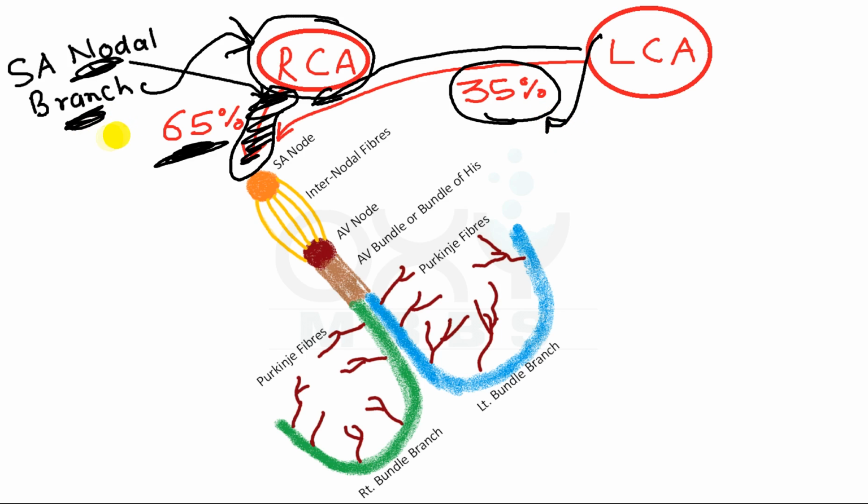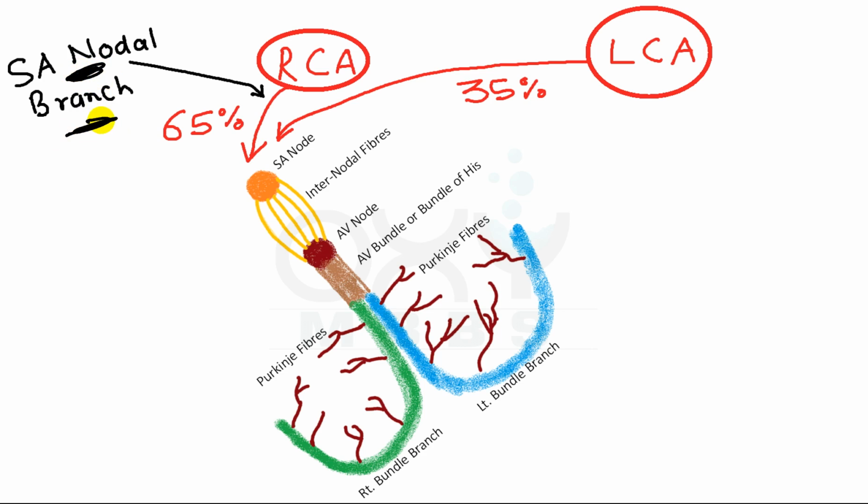Now how will you remember that? In 65% of people, or in the majority of cases, the SA nodal branch comes from the right coronary artery. It is very simple. As you all know, the SA node is present on the right side of the heart, and the right coronary artery is also present very near to the right side of the heart. That is why it is very easy to supply blood to the SA node from the right coronary artery.